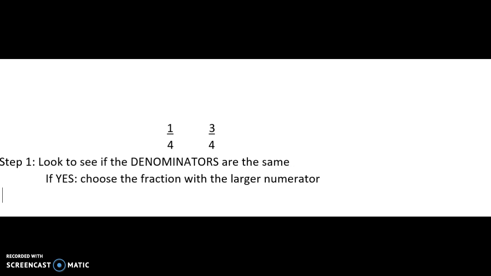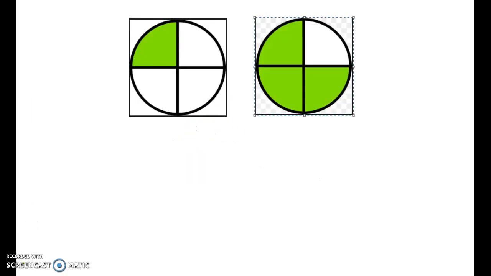If the fractions have the same denominator, then we want to choose the fraction with the larger numerator. So since 4 and 4 are the same, we'll look up at the numerators, 1 and 3. 3 is the larger numerator, so we want to choose 3/4 as our larger fraction. So in between our two fractions, we'll put the less than sign, so that it is eating the larger fraction.